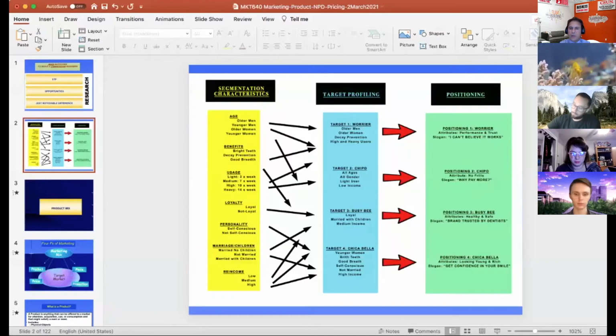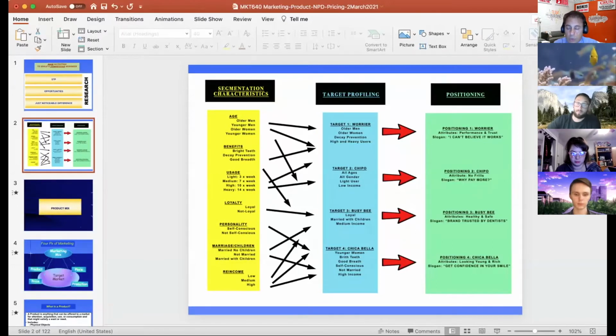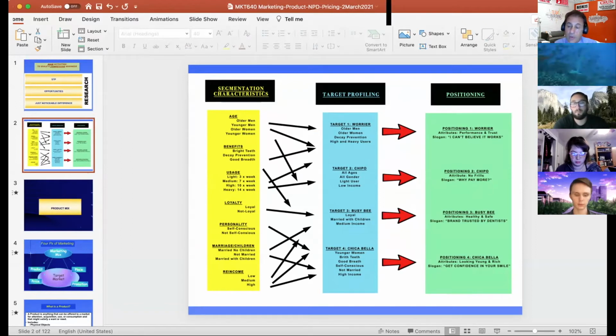And so here is a simple table, which is available in Canvas. If you go in Canvas and click on Extra, and then look for the STP sample, you will see this. This is a way you break it down. There's target 1, target 2, target 3, target 4. And these targets are made of characteristics, and these characteristics make the segment.